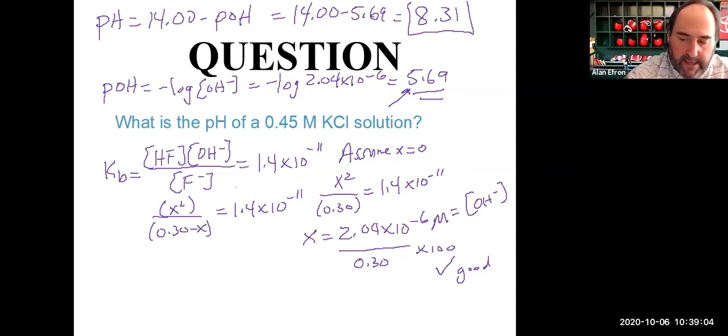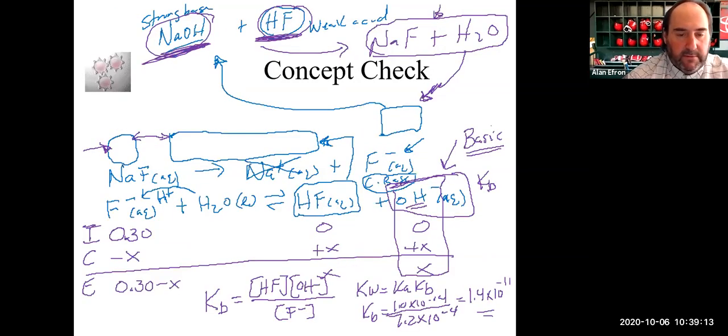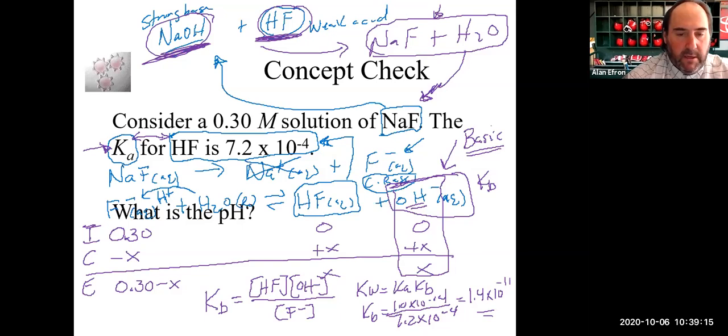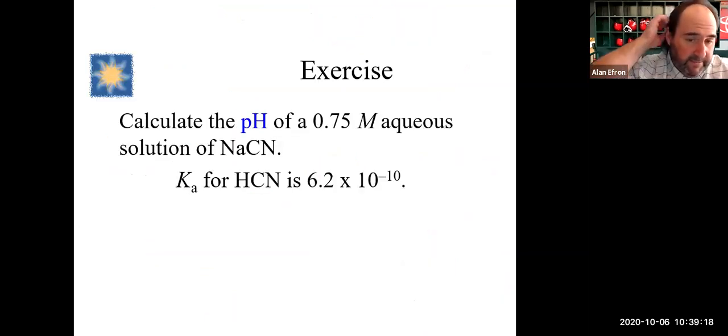Okay, so again, let's try one here. I'll give you another one to do. See what you come up with. What have we got next there? All right, so why don't you give this one a go. What is the pH of a 0.75 molar sodium cyanide solution? The Ka for hydrocyanic acid is 6.2 times 10 to the minus 10. All right, so see what you come up with. Take a few minutes here and calculate it up.